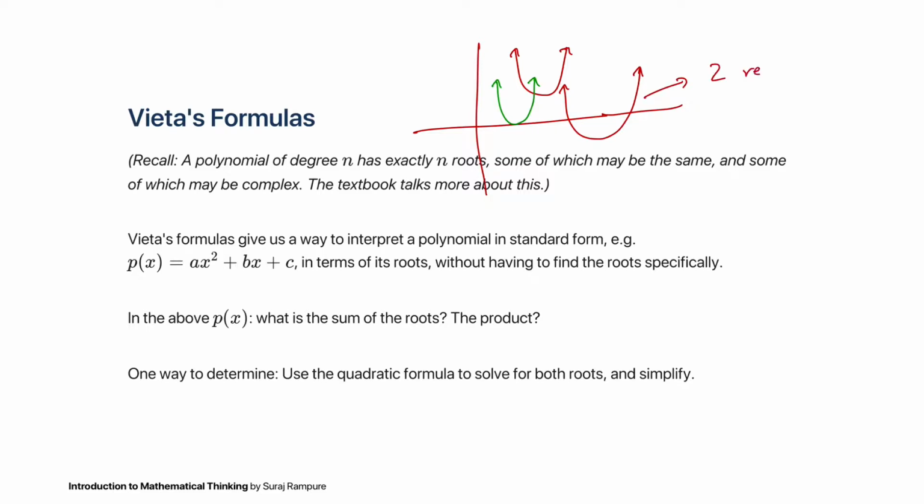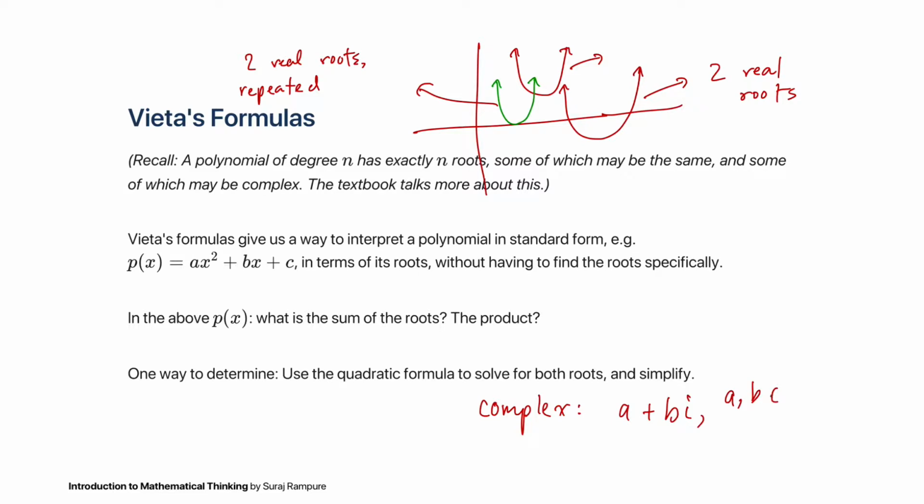Here we have 2 real roots, right? With this green one, we still have 2 real roots, but they're repeated. And for this one up here, there's 2 complex roots. Okay? And I can actually reword this and say a polynomial of degree n has exactly n complex roots, right? Because all real numbers are also complex. Remember, complex numbers are of the form a plus bi, where a and b are real numbers. But if I just let b be equal to 0, that's just the set of real numbers, right? This top one is 2 complex roots.